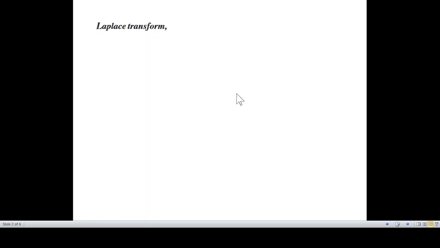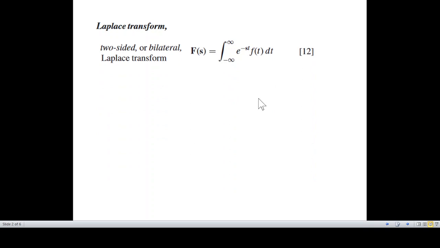So let's recall the two formulas that we have studied. The first is the two-sided or bilateral Laplace transform. This is the formula: integral from negative infinity to positive infinity, and the function f(t) is multiplied by e to the power minus st. And the other type is the unilateral or one-sided Laplace transform. The only difference is that the start is from 0 instead of negative infinity.